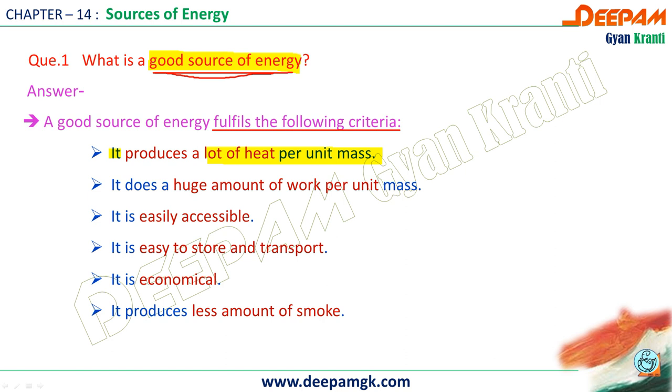Number 2, it does a huge amount of work per unit mass. It can be useful for the work per unit mass. Next, it should be easily accessible. It means a good source of energy should be easily accessible. Next, it is easy to store and transport. It should be easy to carry from one place to another.